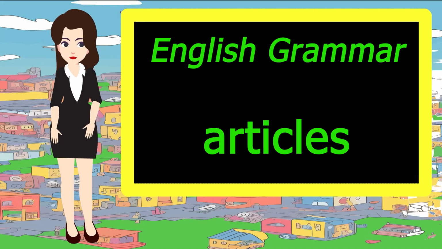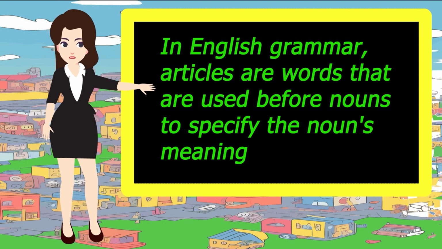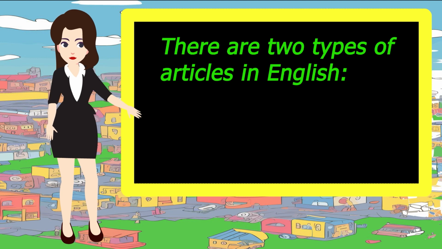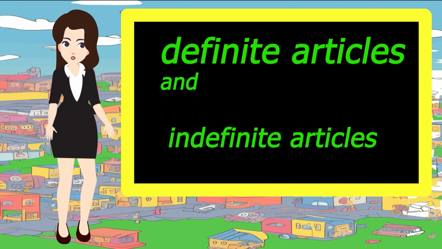English grammar. Articles. In English grammar, articles are words that are used before nouns to specify the noun's meaning. There are two types of articles in English: definite articles and indefinite articles.